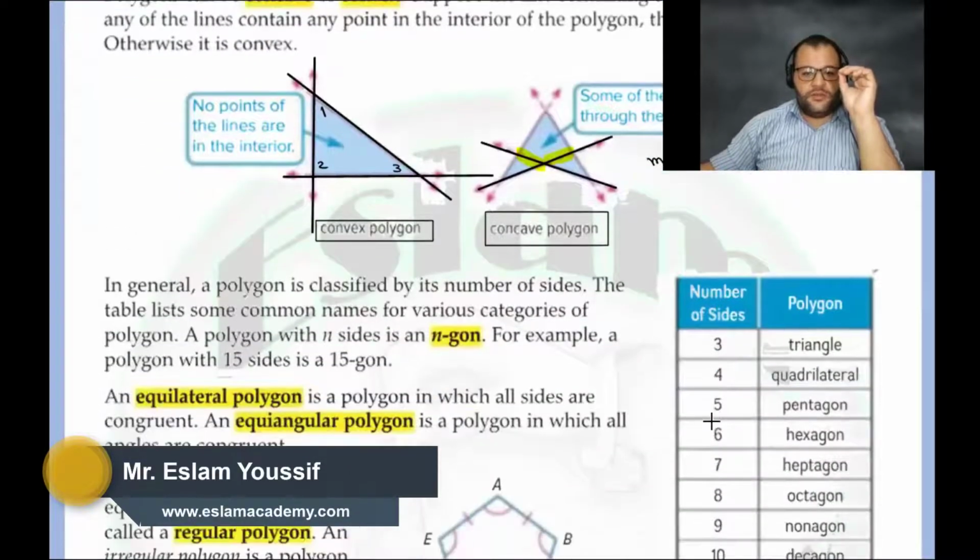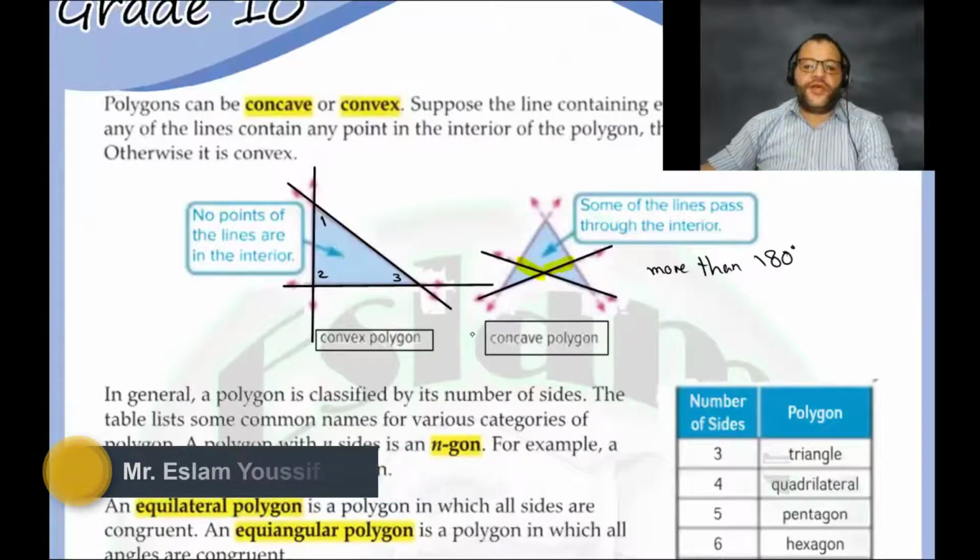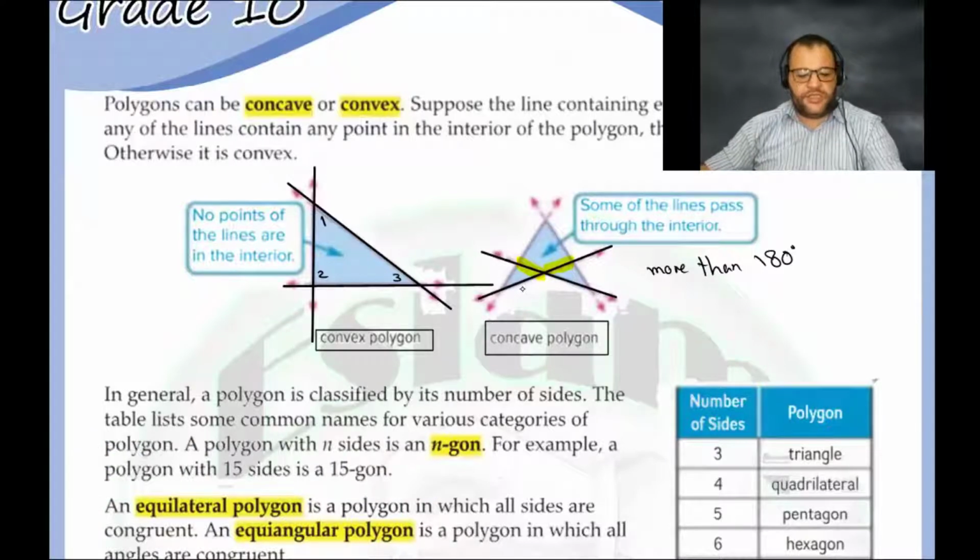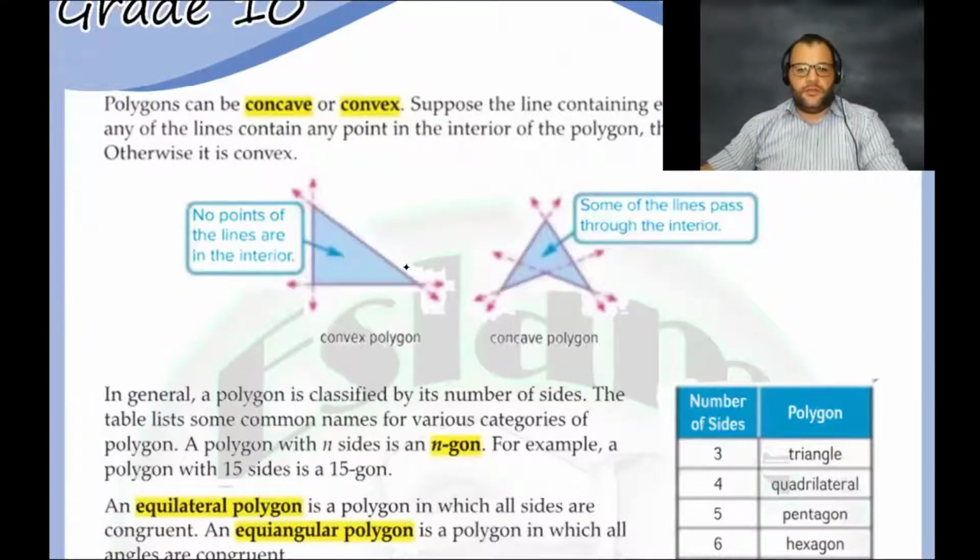Can you explain again? Again for this one. For any shape, like I will raise this part. Look at this one.